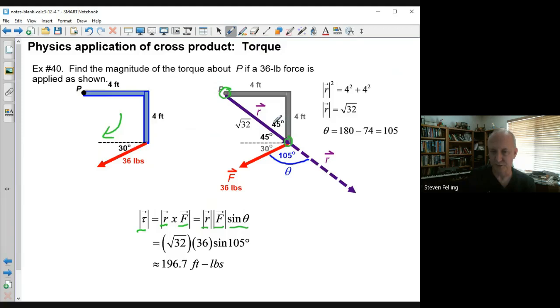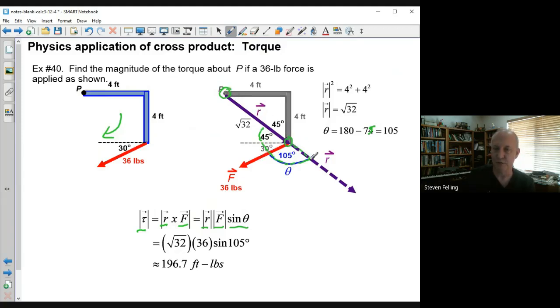And because this is a 45-degree angle, and this is a 45-degree angle to the horizontal, and this is 30 degrees, and we know that this straight angle has to be 180 degrees, you can use a little geometry to say 180 minus 75 gives me a 105-degree angle between where the force vector is being applied and the rotation vector.